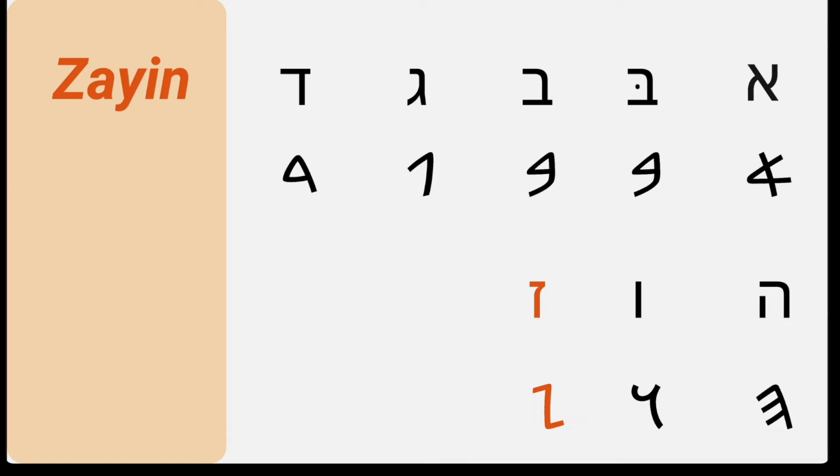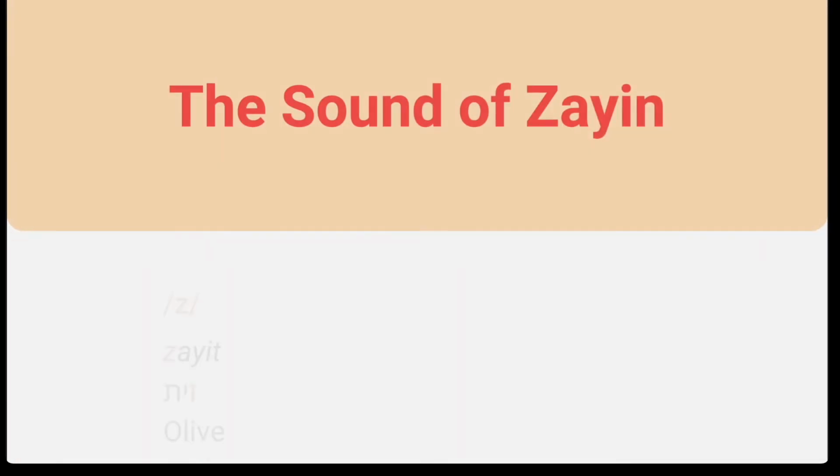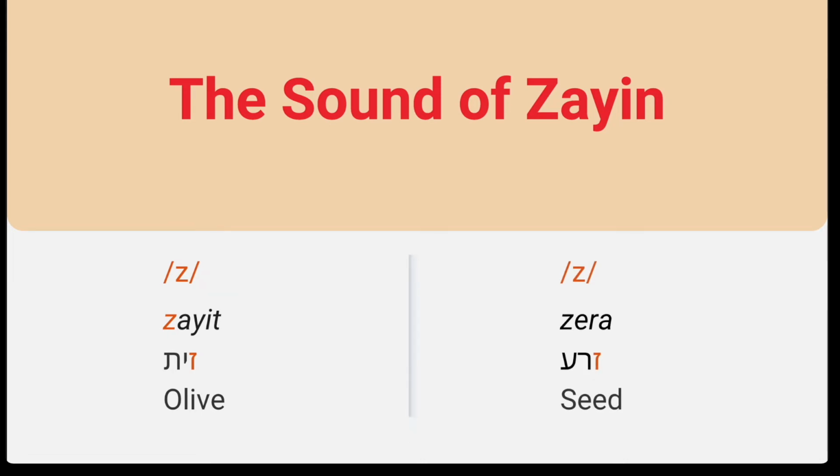Next, we have Zayin, which makes a Z sound like in zebra, or in the Hebrew words zayit, meaning olive, or zera, meaning seed.